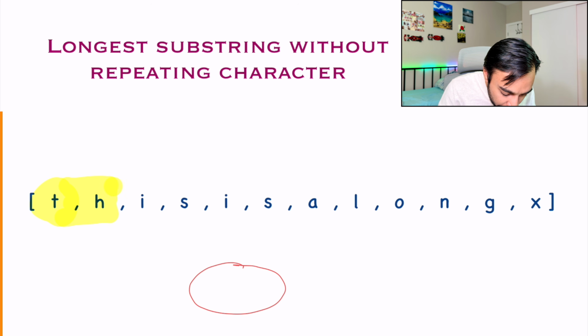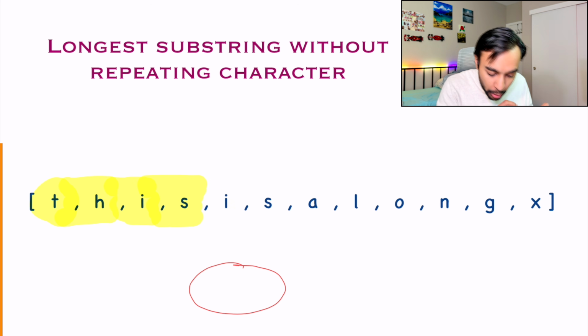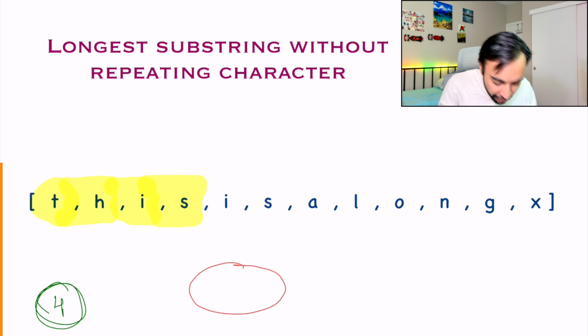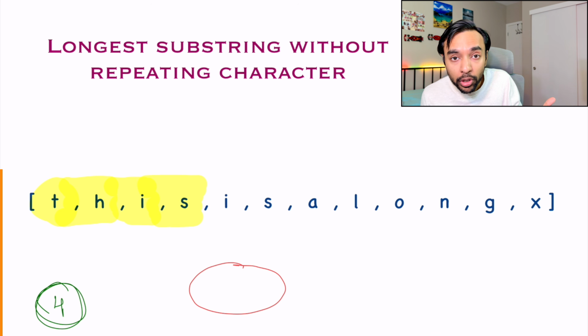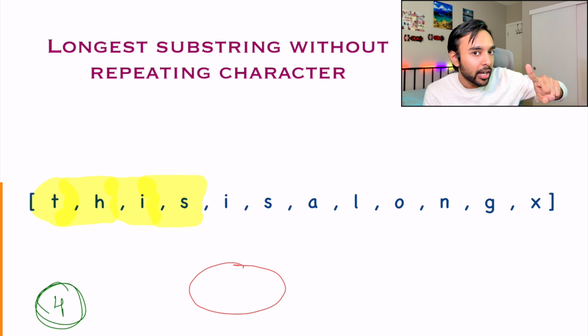You will continue ahead. You see I is also not present. S is also not present. And now you see an I again. What happens? This I is repeated, so you will not include it in your window, but you found a checkpoint. You found that I can find one string of length 4 which doesn't have any repeated characters. So this is one benchmark.